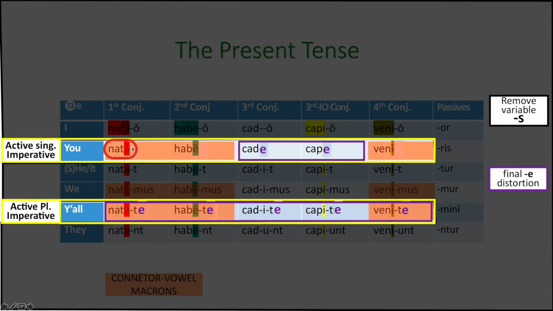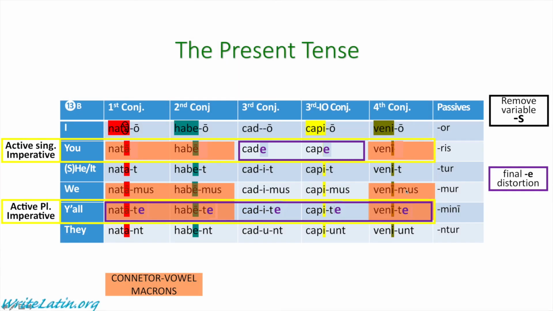So that's how we get the active imperatives to tell someone to do something. Nata, swim. Natate, y'all, swim. Habe, have, habete, have y'all. Cade, fall, cadete, y'all fall, cape, take, capite, take it, y'all. Veni, come, venite, adoremus, as the song says. Come on, come, y'all. So that's good for positive commands, but what about negative commands? How do you say don't?